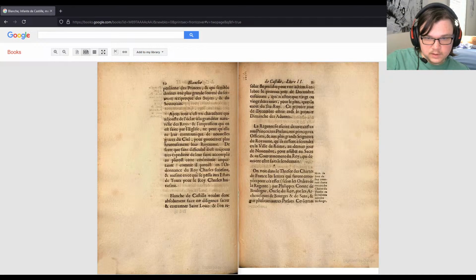Okay, this time out getting the sacre, which is like the coronation, but it's a little bit different in France because the coronation also involved like the Pope and stuff. But yeah, that's what it was called. Le Sacre.